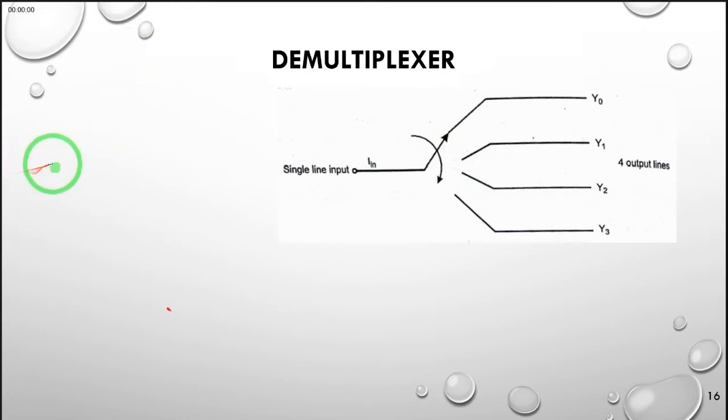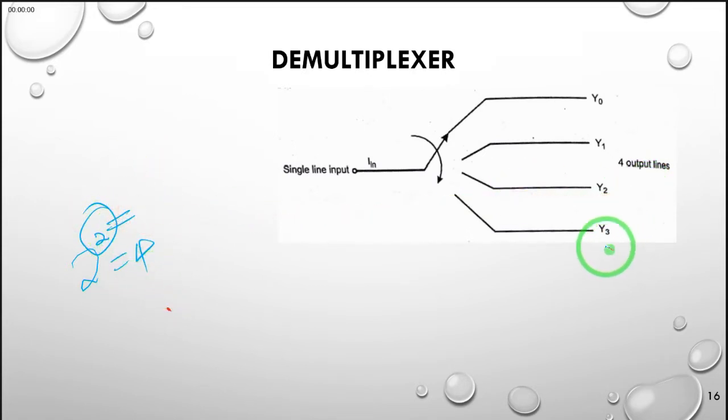Ours is a digital circuit switch made up of basic logic gates that are built to perform 1 to m, or 1 to 2 to the power n, demultiplexing. But in order to select the four output lines, we require two select lines, because 2 to the power 2 is 4. Therefore, the number of select lines is given by n. In this case, where m is equal to 4, we see that n is equal to 2.